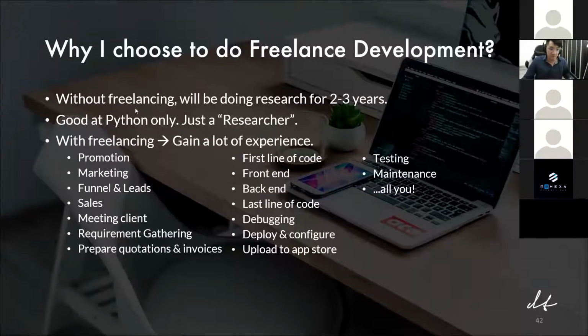However, after doing freelancing, I know I gained a lot of experience. Recently I shared with one of the people that PM me, a young student, to ask me about it. Being a freelancer, you have to take care of everything, not just coding, but also the non-coding side as well. You'll be doing promotion, marketing, funnels and leads, doing the sales, closing the sales, meeting clients, gathering requirements, preparing quotations, invoices. And you go to technical work from the first line of code to the front end, to the back end, to the last line of code. You debug again, test cases, deploy, configure, upload to App Store, testing, maintenance is all you. Only one person doing all this.